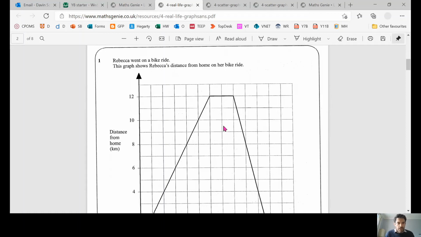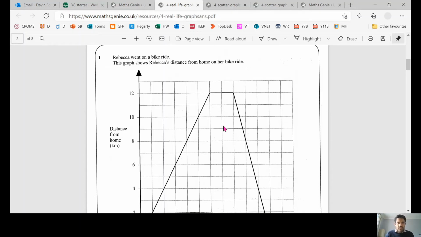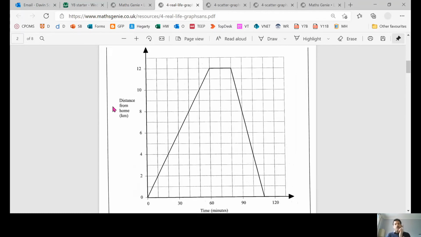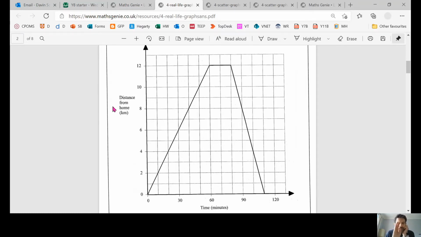So Rebecca went on a bike ride. This graph shows Rebecca's distance from home on her bike. Notice distance from home, because we mentioned this. It's a really good idea when you've got a question just to check that you understand the question and the information given before you bother with the questions. So distance from home in kilometers, time in minutes.